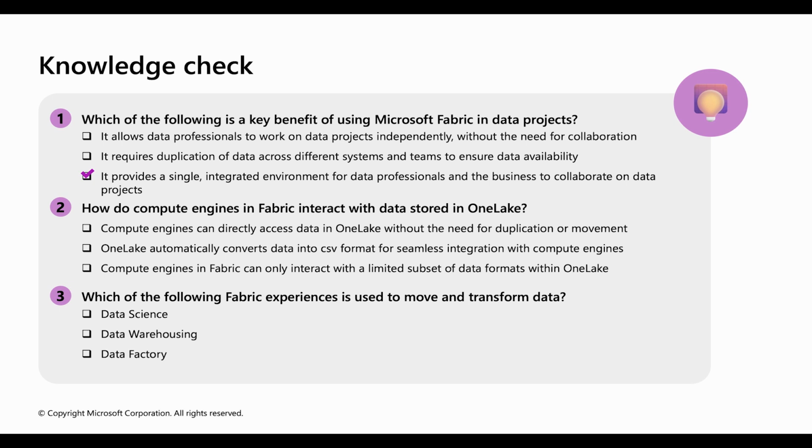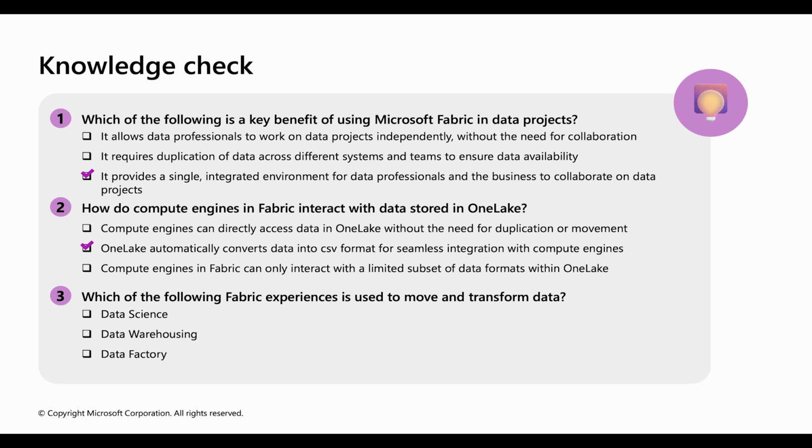Now, second: how do compute engines in Fabric interact with data stored in OneLake? First, compute engines can directly access data in OneLake without the need for duplication or movement. Second, OneLake automatically converts data into CSV format. And third, compute engines in Fabric can only interact with a limited subset of data. I think the answer should be the first one, but let's see. OneLake automatically converts data into CSV format for seamless integration with compute engines. Oh yeah, that is the correct answer.